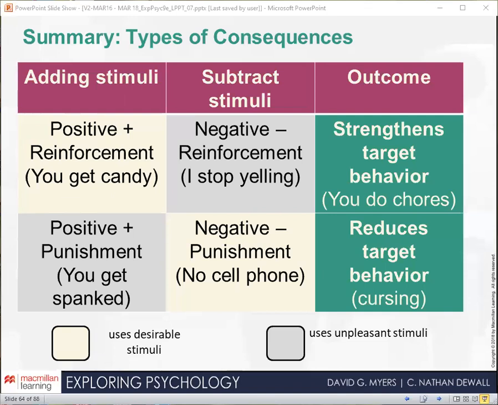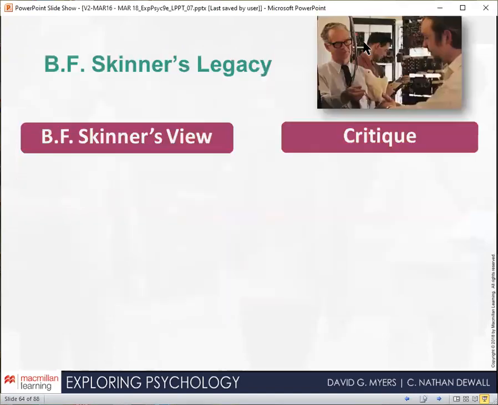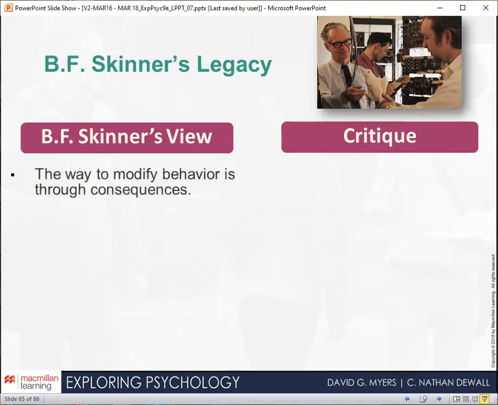Now, the other thing I want to cover as we move on here is B.F. Skinner, who was one of the key individuals that really focused on operant conditioning based on Thorndike's law of effect. B.F. Skinner's views, looking at his legacy, let's see how it fares based on what we know today. So the way to modify behavior is through consequences. That's basically B.F. Skinner's main communication.